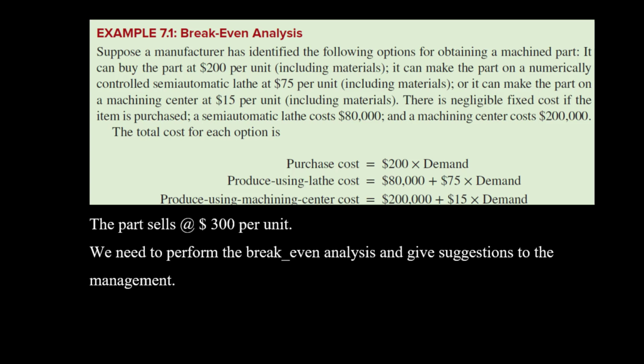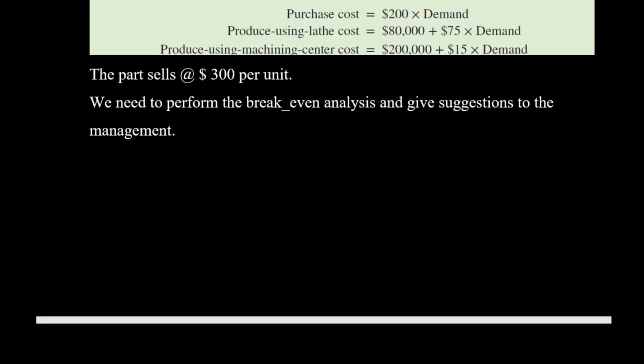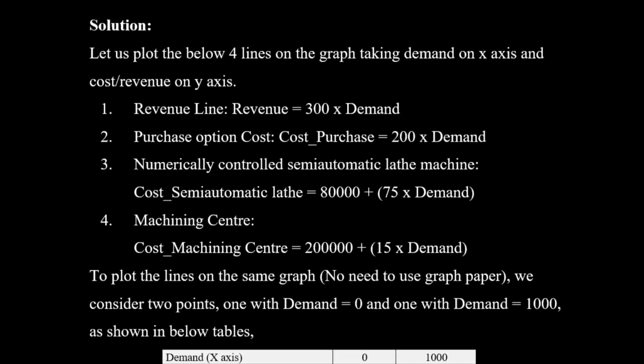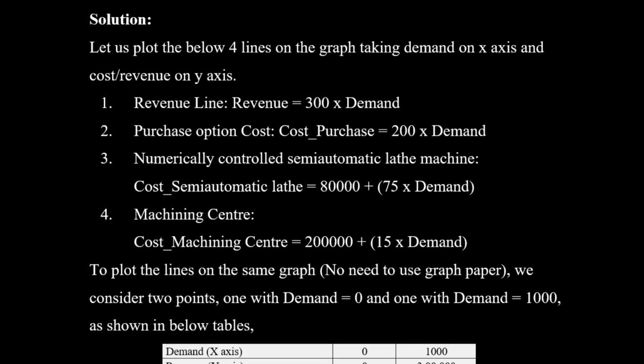So we need to perform the break-even analysis and give suggestions to the management. How will we go about this? It is a graphical method, so we have to plot 4 lines on the graph, taking demand on the x-axis and cost or revenue on the y-axis. First, the revenue line: revenue equals 300 into demand, because $300 per unit is the revenue.